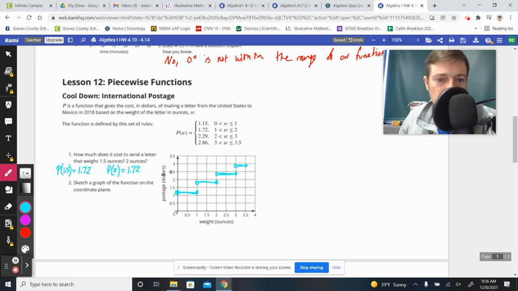But for anything that's under 3.5 ounces, this is the pricing scale that the United States Postal Service used for letters back in 2018 that were going internationally to the country of Mexico.